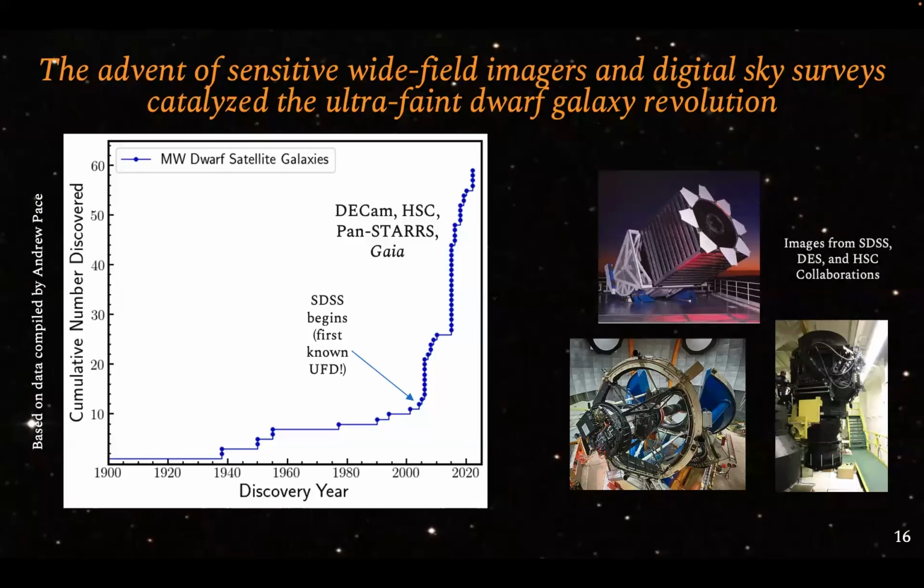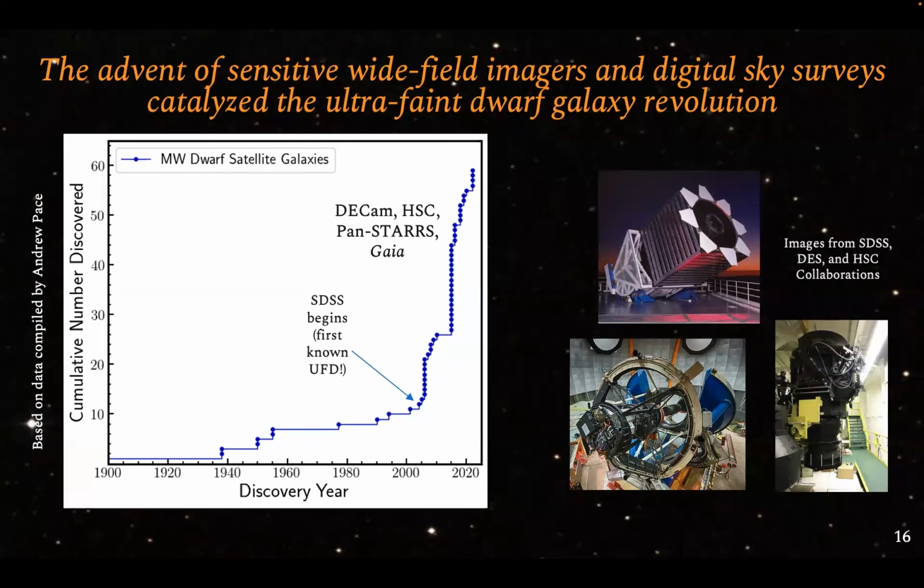Nowadays, though, we can do a lot better. Rather than using photographic plates, we now use digital sky surveys. In particular, the Sloan Digital Sky Survey is responsible for that big first spike in detections of these faint galaxies. Starting in about 2005, we learned of the first of these ultra-faint dwarf galaxies. And then starting in about 2015, when the Dark Energy Camera came on, we doubled the number again of how many we know. There are a number of other instruments which have contributed to this as well, including Hyper Suprime-Cam, Pan-STARRS, Gaia, etc.